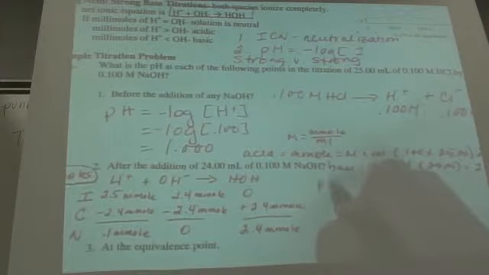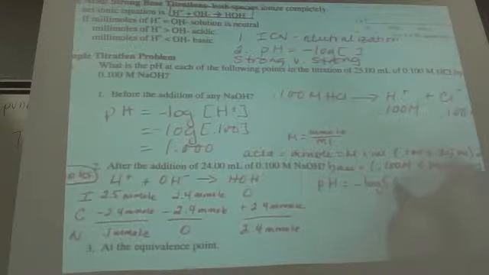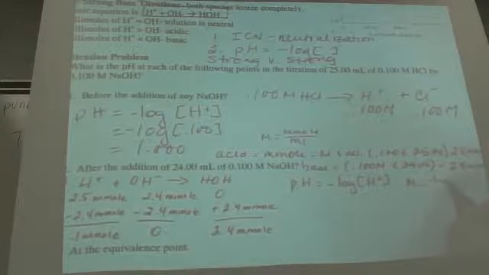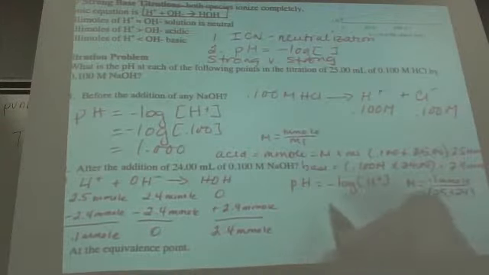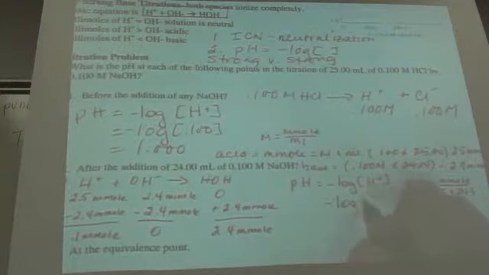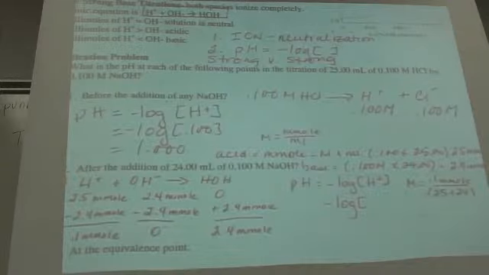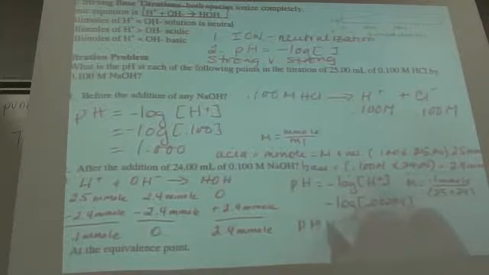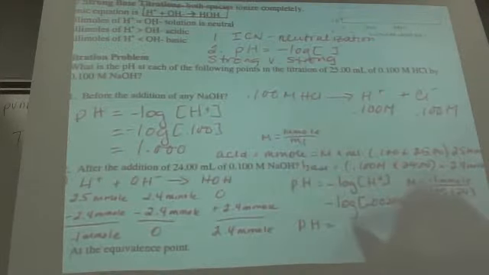Now remember that pH is equal to the negative log of the hydrogen ion concentration. What do these brackets mean? Molarity. I need to find molarity here. Molarity is equal to 0.1 millimoles over the entire volume of the solution. The entire volume of the solution is the 25 milliliters of acid and the 24 milliliters of the base, which is 49 milliliters. When I do some math, I figure out that my concentration is 0.00204 molar. My pH is equal to 2.69.